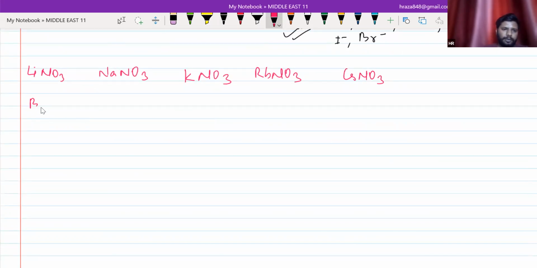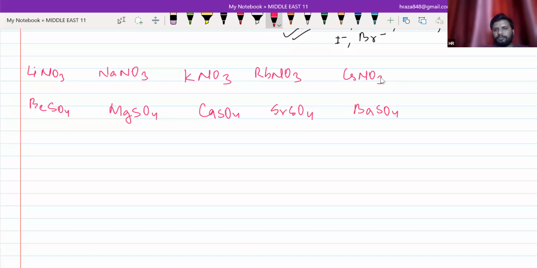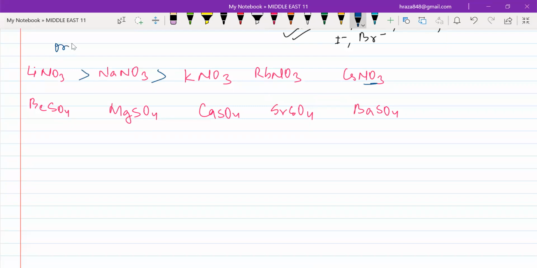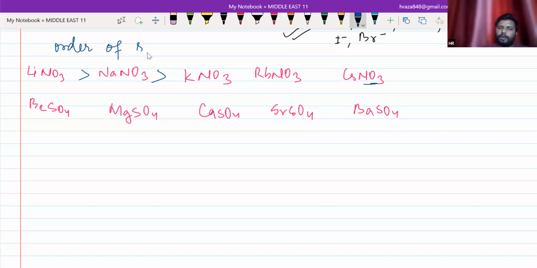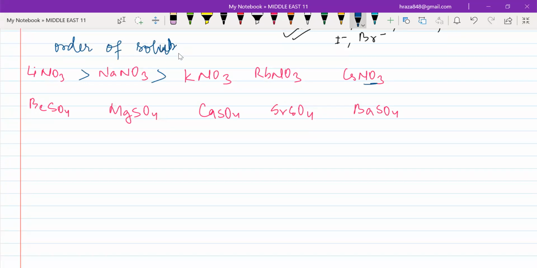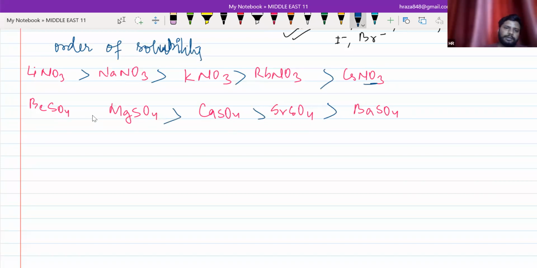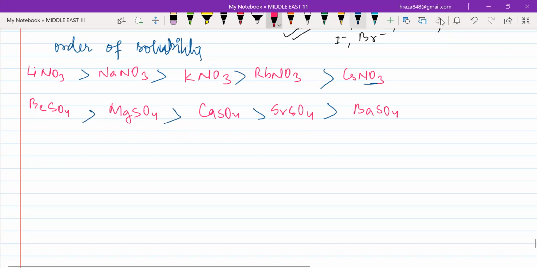In the same way, we are going to talk about sulfate. See, these are larger anions, so down the group solubility will decrease. So the order of solubility, what we are doing, order of solubility. Are you getting my point? Yes, sir. So it will be like this, this, and this.